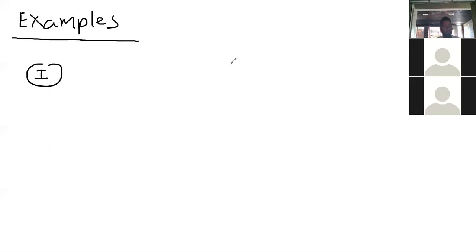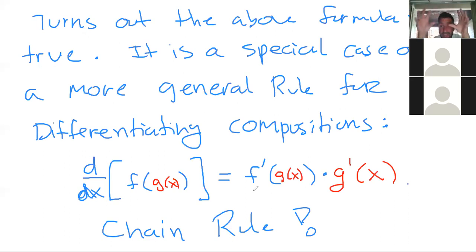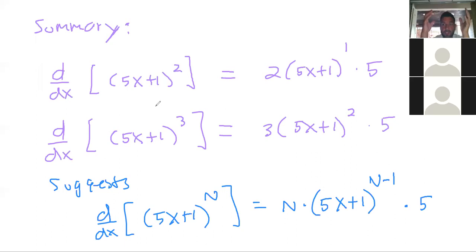So let's look at the way I would encourage you to think about this. It's how I learned it. When I have a composition, I like to think of it as an inside and an outside function. One function here, f, is eating g. g is inside of f. So for example, if I go back to this problem, these are compositions. The inside function is 5x plus 1. And then the outside function, the guy eating the inside function, is this power function. It's either power 2, 3, 4, 5, 6, power n.